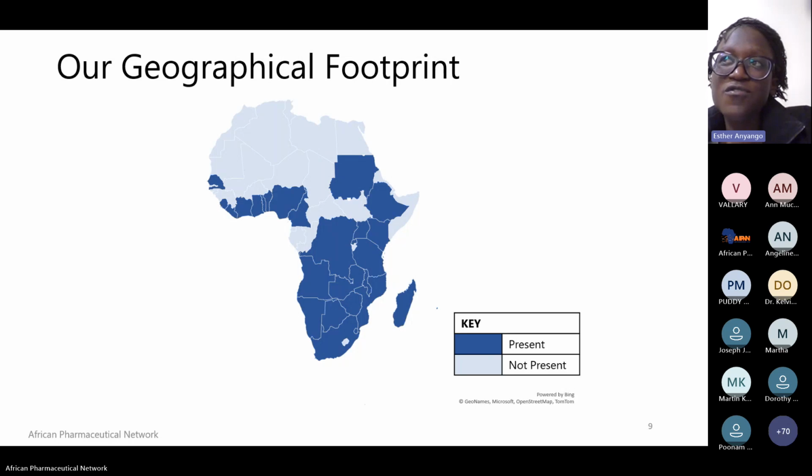We have a focus on Africa, and of course, just based on our name, the African Pharmaceutical Network. And on your screen, you can see the countries that we have worked in, the countries that we are interested in, the countries that we have even had conversations about various things with. So we are present in the countries that are highlighted in dark blue, and we hope that one day we will be present in the entire Africa.